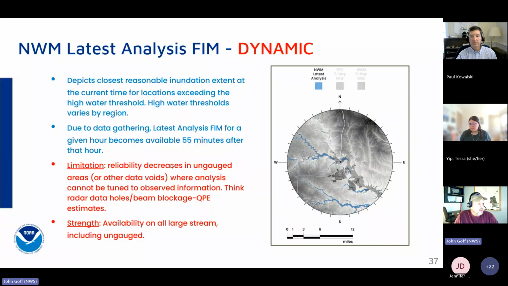So the reliability decreases where the information cannot be in tune with observed information. Think of Eastern Vermont, where our radar data stinks because it's blocked by the Green Mountains and you only get so-so estimates of rainfall. Then it could suffer a little bit. On the big stream rivers, it can be better.